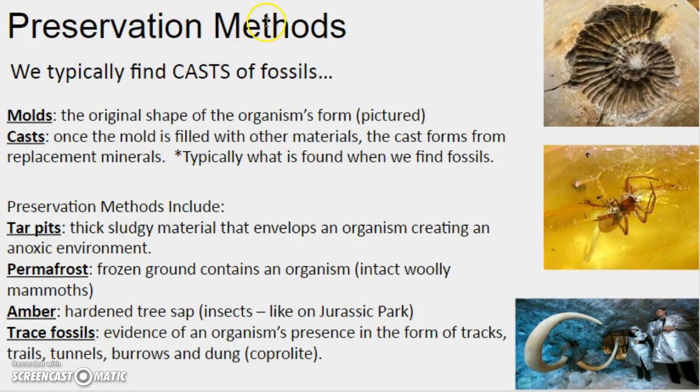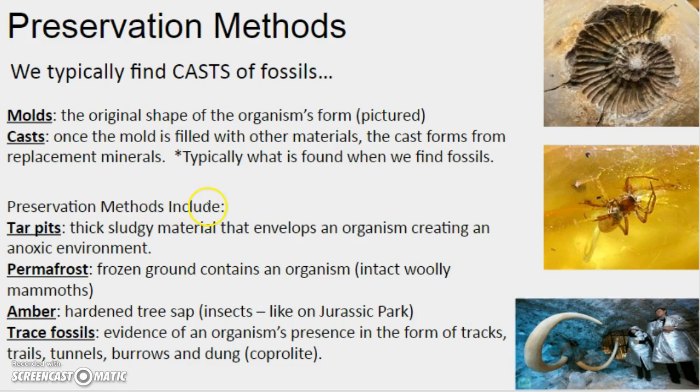So there are different preservation methods. We typically find casts of fossils, so we'll talk about molds and casts. A mold is the original shape of the organism's form, right? It's pictured right here. This would be a mold. But if minerals then fill that in, once the mold is filled in with other materials that were generally dissolved in the water, the casts form from replacement minerals. And that's typically what we find when we find fossils.